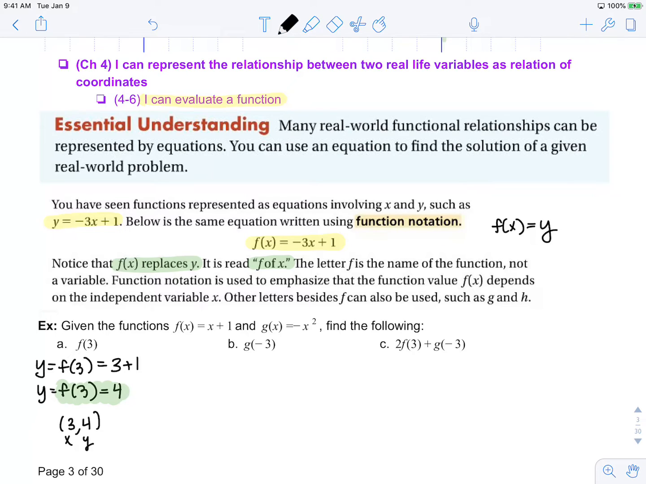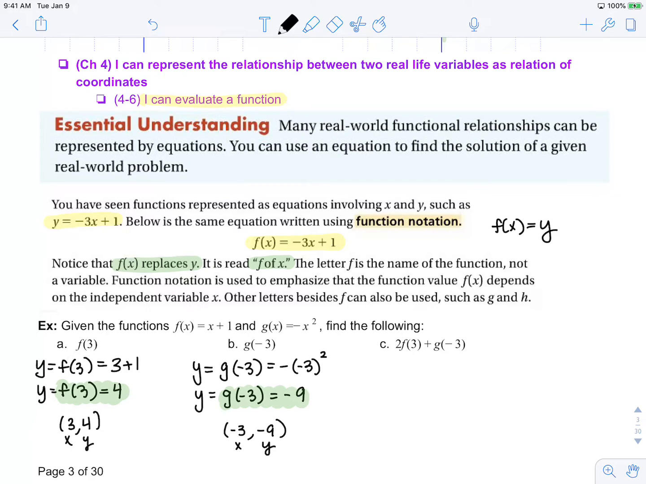Now we're going to do the same thing with g of negative 3. Sometimes we use different letters than f. So y equals g of negative 3, and that's going to equal negative 3 squared. If we follow PEMDAS, we're going to square before we multiply by that negative. So we have y equals g of negative 3, which is going to be negative 9. So that is our evaluation of g of negative 3. And we could look at that as a coordinate: we plugged in negative 3 and our output was negative 9, x value, y value.